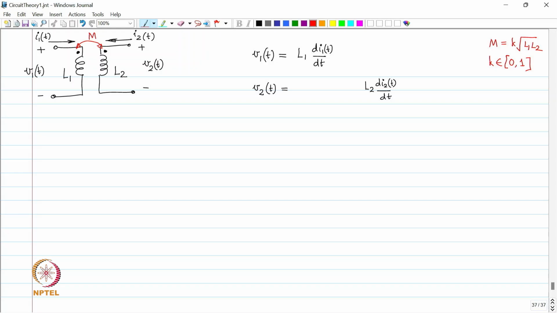Fine. This you have proved in Griffiths. If not, please check Griffiths. There is a section dedicated to this. Small section, half a page. All right.